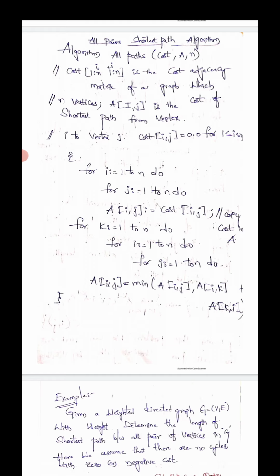A[i][j] will be assigned the minimum of the array, minimum of A[i][j] comma A[i][k] plus A[k][j], and close the parentheses and close the curly brace. Okay, this is the concept of the all pairs shortest path algorithm.